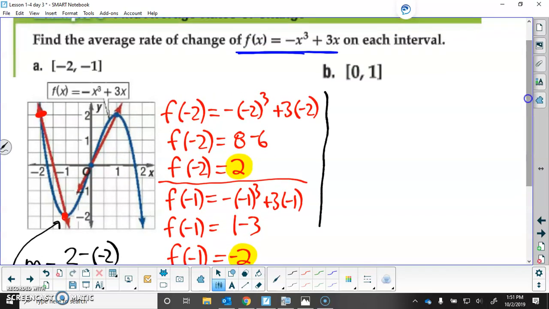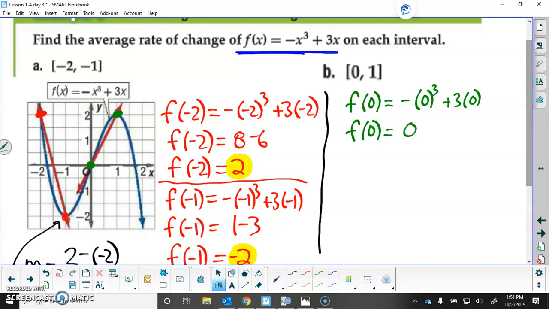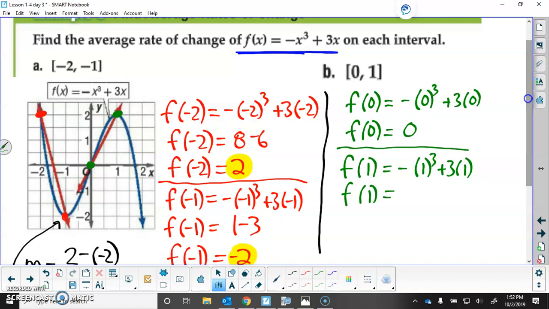Let's do another example. Same function. This time it's from 0 to 1. If you plot a point at x equals 0 and another point at x equals 1 and draw a line between them, you're going to see a positive slope. To find the average rate of change, you have to plug 0 into this function, and putting 0 into this function gives us 0. We also need to put 1 into this function, and if we put 1 into this function, we would get 2.